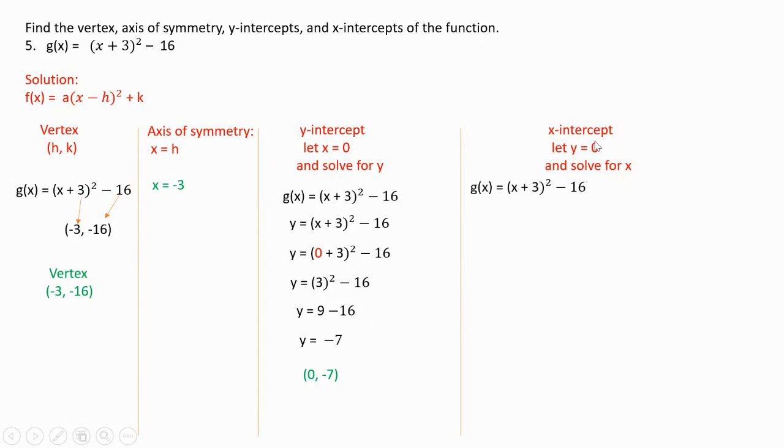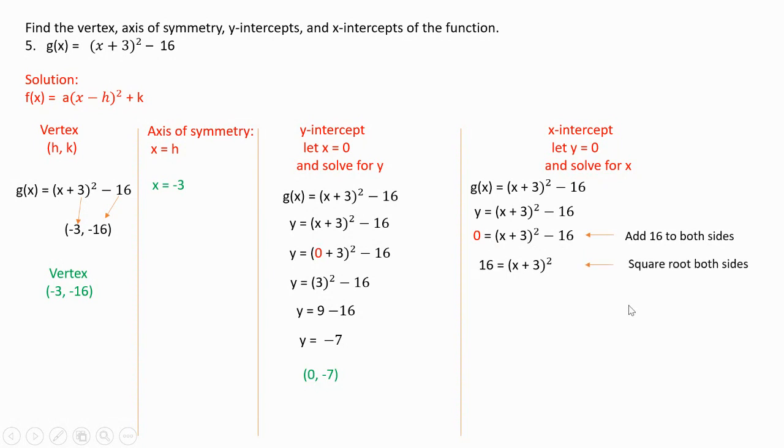Now, for the x-intercept, we're going to let y equal 0. The g of x is the same thing as y, so it equals 0. So here, guys, the first thing I have to do is solve for x. So I'm going to add 16 to both sides. Then I'm going to take the square root of both sides. I just put this over here on this side, guys, because it's easier to solve for x, because most of the times they want the x on the left side.